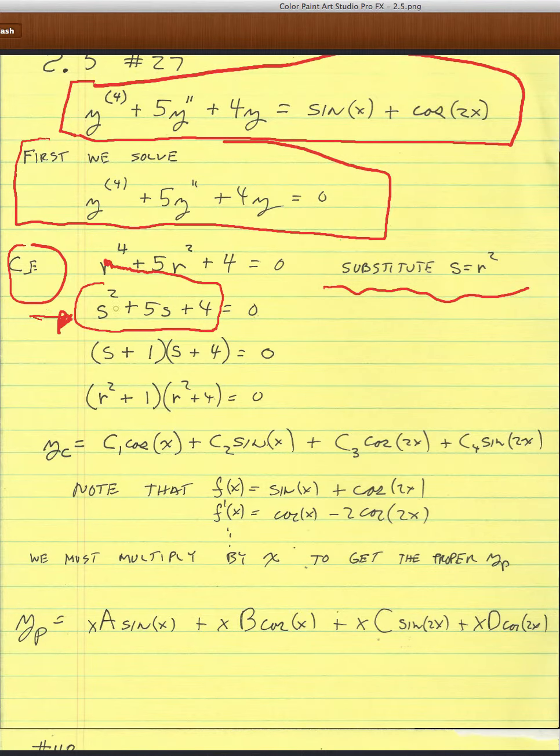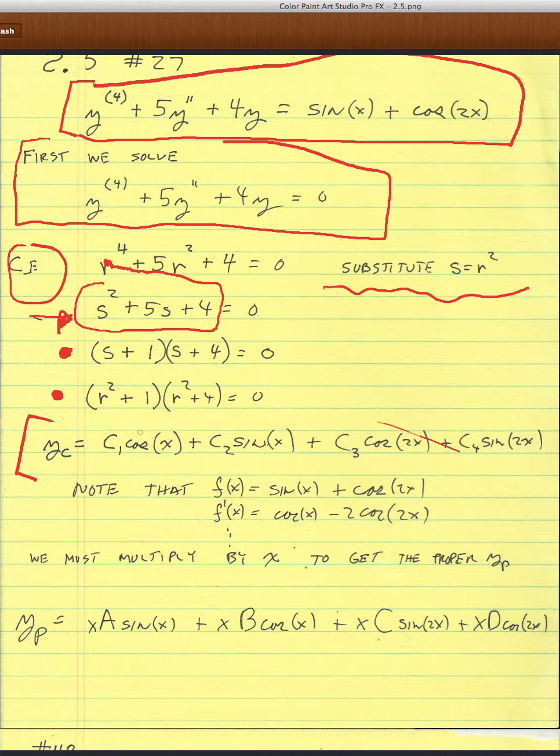Okay, so that factors as, son of a gun, my pen is getting out of control here, as we see here, (s + 1)(s + 4), resulting in, after resubstituting s = r², (r² + 1)(r² + 4) = 0. So this gives us the general solution y_c = c1 cos x + c2 sin x + c3 cos 2x + c4 sin 2x.